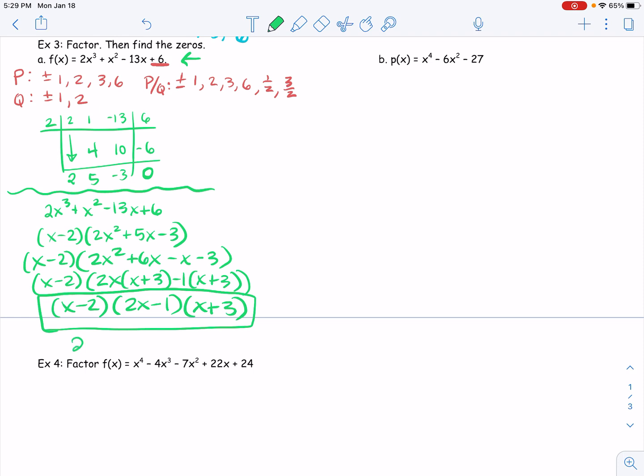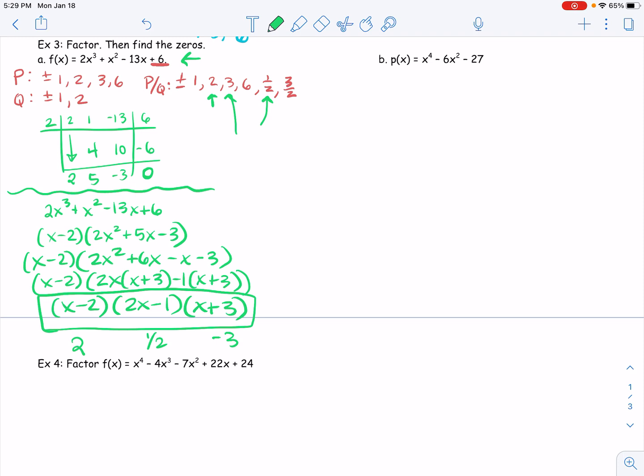Now look how cool this is. The 0 here is 2. We knew that. The 0 here is a +1/2. It's right there. The 0 here is a -3. It's right there. Isn't that awesome? So I randomly picked the +2 first, and it worked. If I would have picked the +1 or -1, it wouldn't have worked. If I would have picked the -2, it wouldn't have worked. But my next guess probably would have been a positive or negative 3. It would have worked.